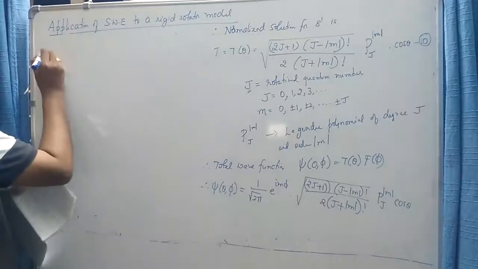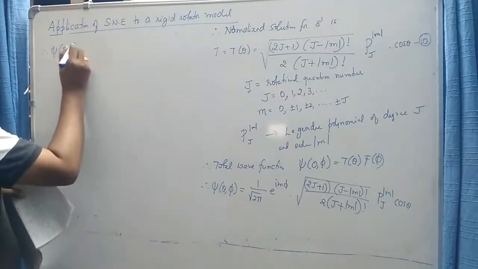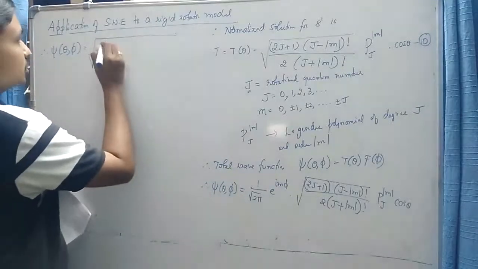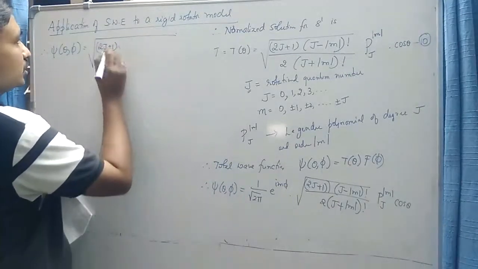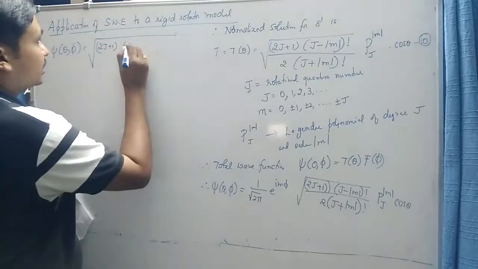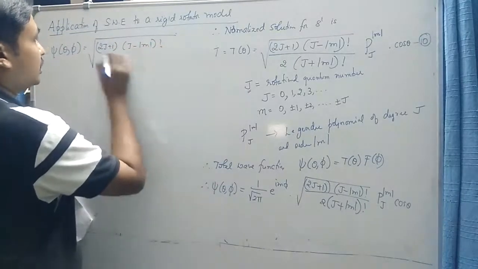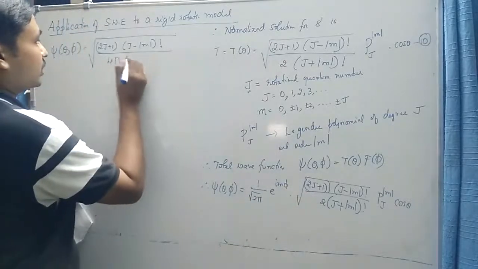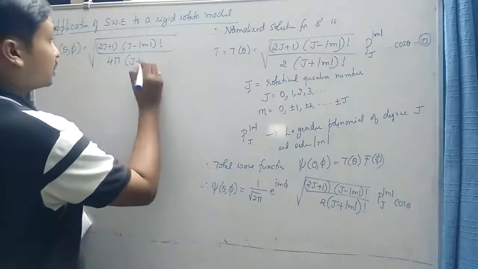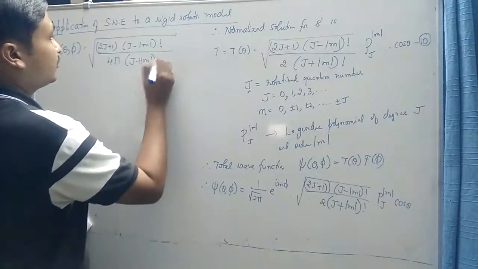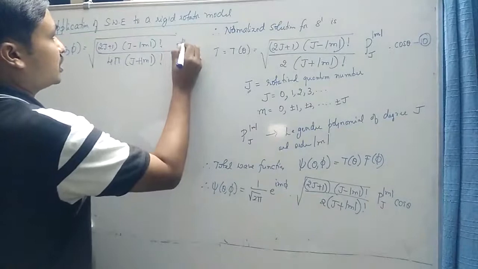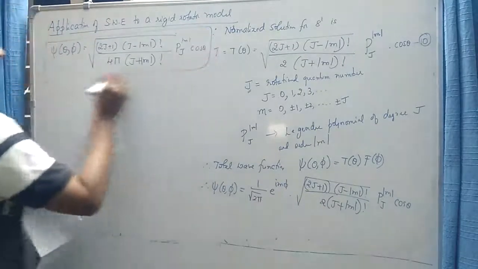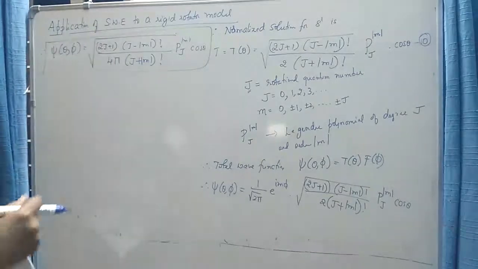Okay, therefore psi of theta comma phi is equal to, if I combine these two square roots, it becomes the square root of (2j plus 1) into (j minus mod m) factorial divided by, here you have 2 pi into 2, so 4 pi into (j plus mod m) factorial into polynomial P_j into cos theta. Okay, so this equation I have missed in the material that I have given. You have to write it.